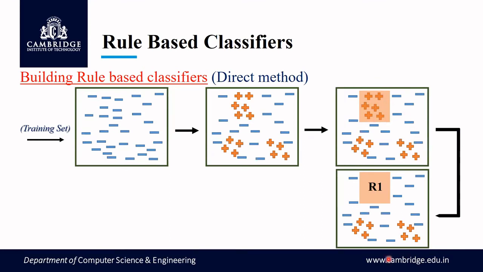Understood, correct? Now what I'm going to do is, out of these two, each of which is going to cover 4 records, I have to derive a rule.